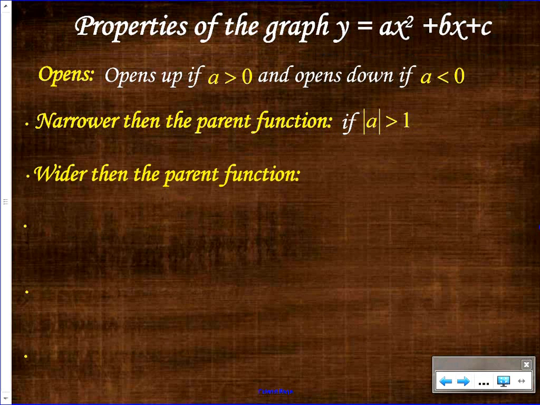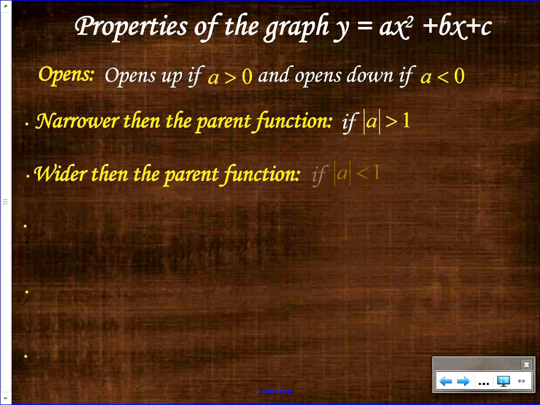Wider would be when? Yeah, when the absolute value is smaller than 1, which means when it's a fraction. Okay? And technically it's not only a fraction. Your fraction has to be less than 1, because we all know about improper fractions, and those are greater than 1.